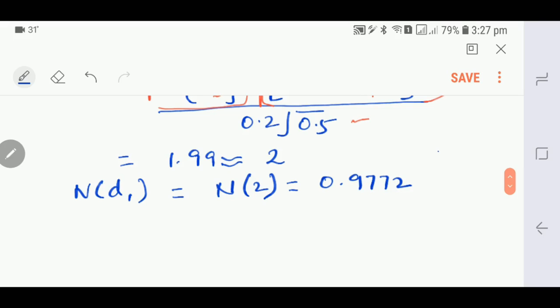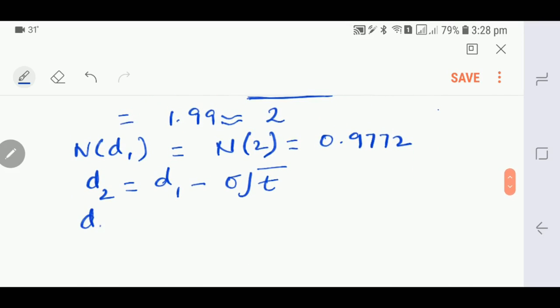Now that we have figured out D1 and N of D1, we can compute D2. Let's just write the formula for that. What is the formula for D2? Do you recall that? D2 is going to be equal to D1 minus this quantity here. I was supposed to write the formula, and again I've written down the value. So let me erase that and put in the formula, which is sigma times the square root of time. So when we substitute the numbers here, D2 is equal to D1, which we have already calculated, it was 1.99.